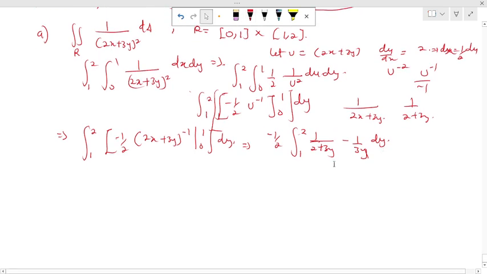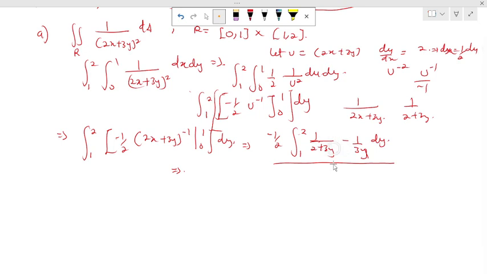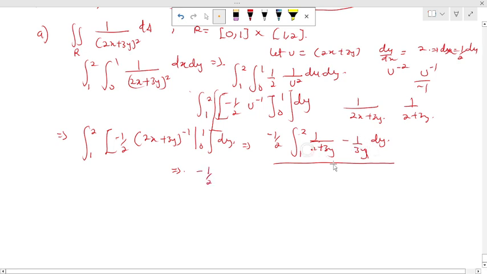So now we are left with what? A function only in y's, right? Everything is in y and you are integrating with respect to y. So we simply take the integral separately, okay? So using the principles of integration, you're going to have integral 1 to 2 of 1 over 2 plus 3y dy minus integral 1 to 2 of negative 1 over 3y dy. As simple as that. So we bring our negative half outside still.